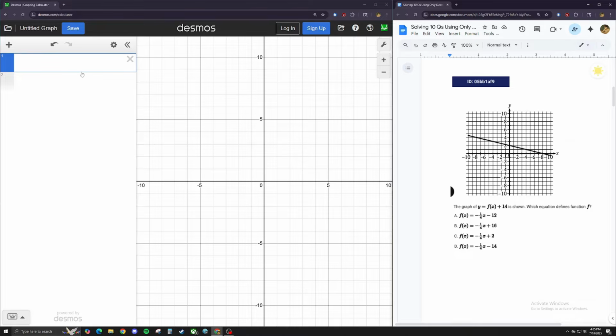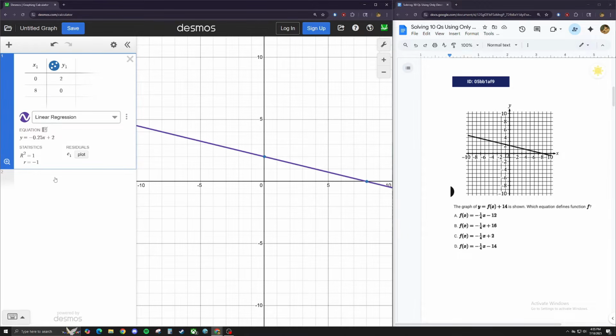So for this question, it's asking us what is the line of f of x if this is given to us as f of x plus 14. Well, we could recreate that line in Desmos just by typing in table and then giving it some points. So we know that we have a coordinate at (0, 2), and we have a coordinate at (8, 0). And clicking on this button, we have the equation of the line.